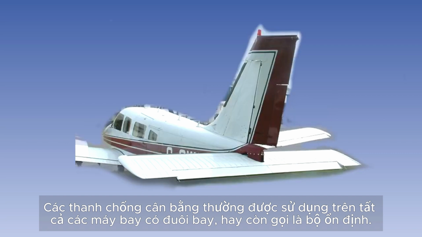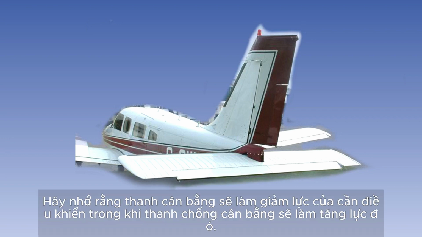Anti-balance tabs are commonly used on all flying tailplanes, otherwise known as stabilators. Remember, the balance tab reduces stick force, while the anti-balance tab increases it.